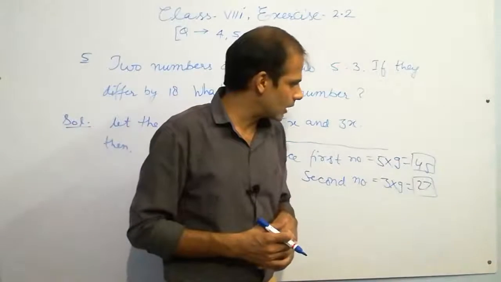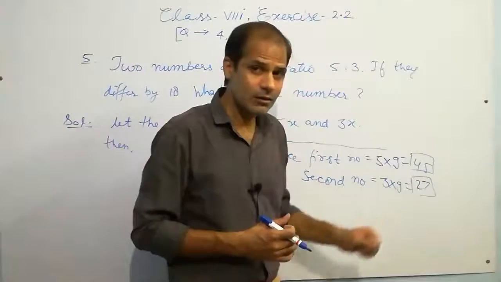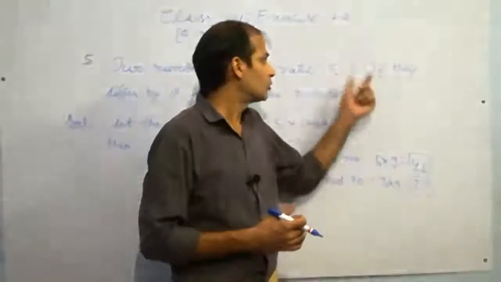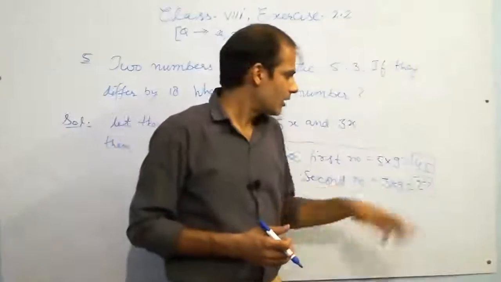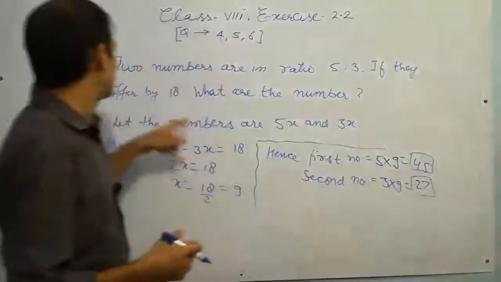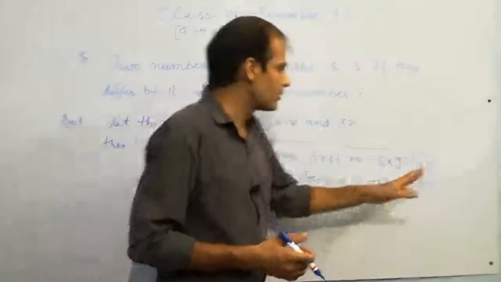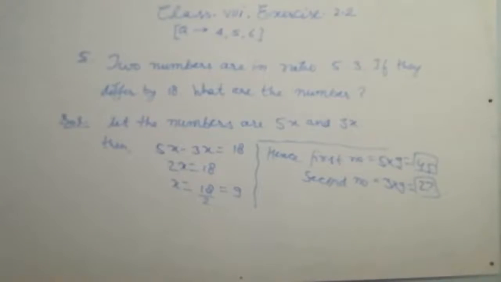So you can divide by 9, okay, it is 9 fives are 45, 9 threes are 27. The ratio is 5:3. And what is the difference? See, it should be 18. Obviously the difference of these is 18. So this is the answer. Note it down.